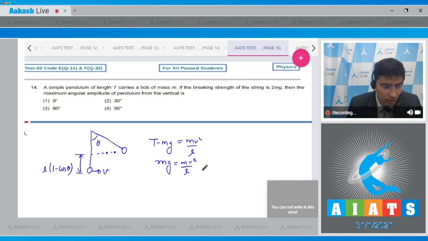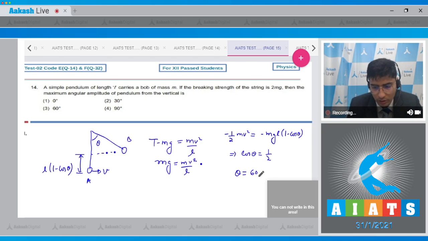and putting T to be equal to 2 mg, this will give mg is equal to mv square by L. Now, dear student, let us apply the work energy theorem from point A to B. We can write down that the change in the kinetic energy, that is minus half mv square, is equal to work done by gravity, that is minus mgL into 1 minus cos theta. Now, dear student, this will give us cos theta to be equal to half, or theta to be equal to 60 degrees. Therefore, for this question, the correct answer is option 3.